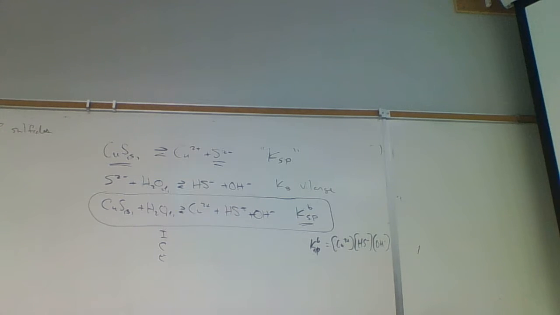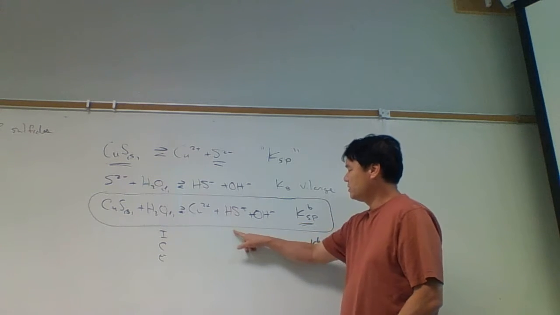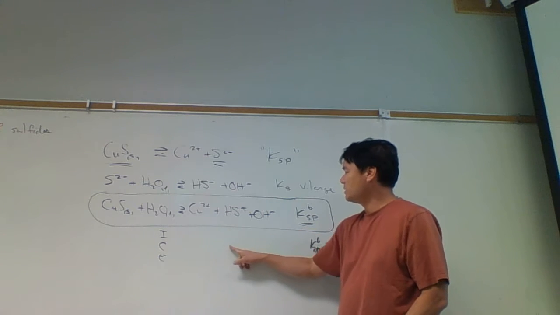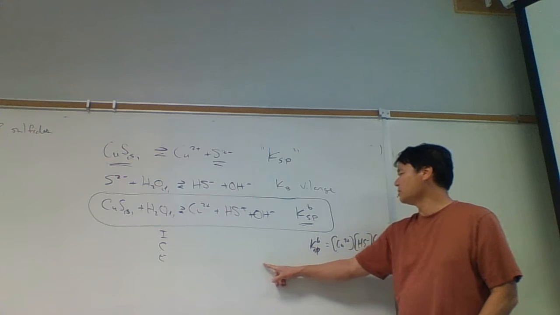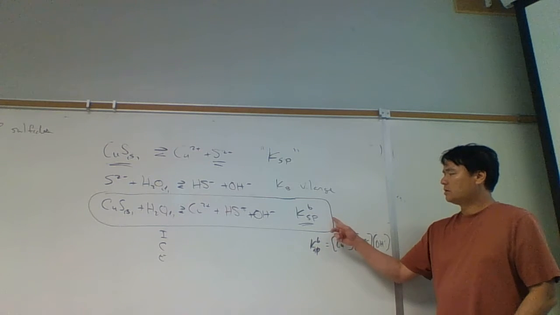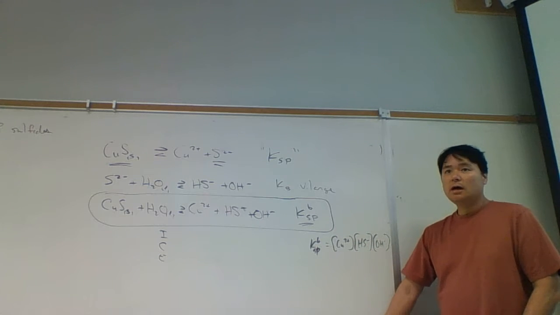Now, this will be for solubility calculations. So if we're calculating the solubility in water, it would be 0, 0, and 0, and then plus S, plus S, plus S. And so at equilibrium, we have S molar, S molar, and S molar. And so the solubility is actually just the cube root of the KSP here. That would be in pure water.